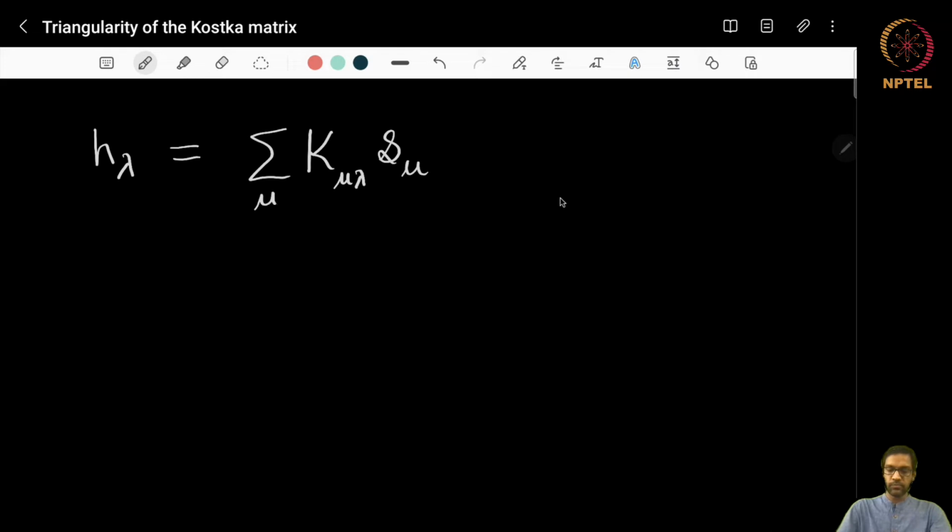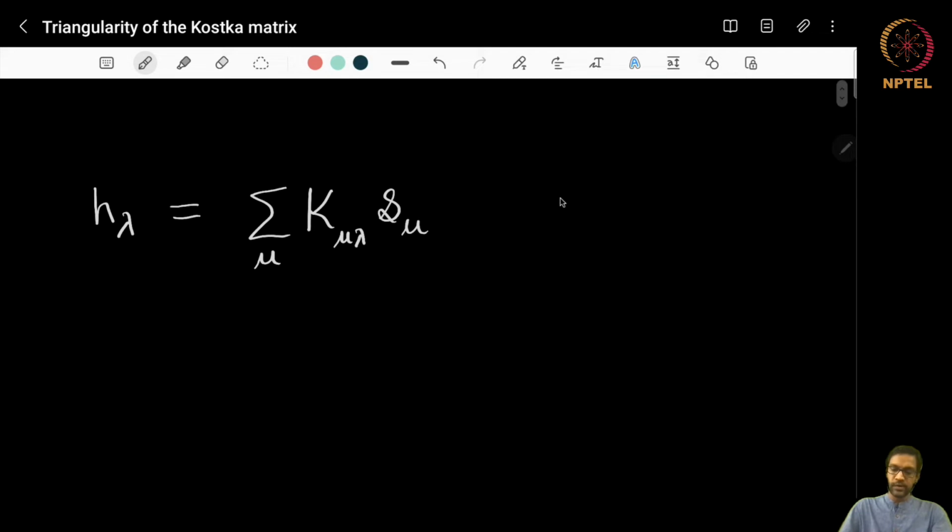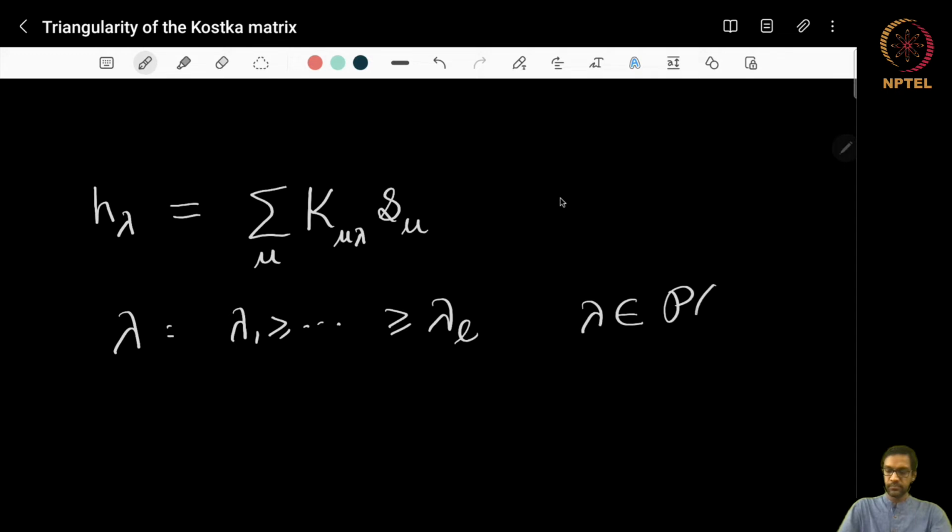So this is the sum over mu. What are these here? Let's take mu and lambda to be partitions. Let's say lambda is a partition, lambda_1 through lambda_L, of D, and the sum here ranges over all partitions mu of D. In fact, if you have some n variables, then you can think of both lambda and mu as running over partitions of D with at most n parts, and so on.